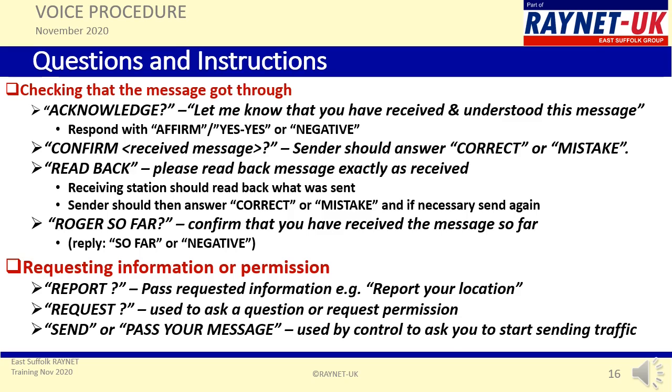We request information or permission with the pro words report if the receiver is required to pass requested information, so report your location. We use request to ask a question or request permission, like request permission to stand down. And we use send or pass your message when we are ready for another station to send us information. Typically, this is used by control.